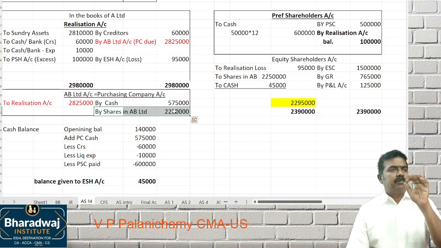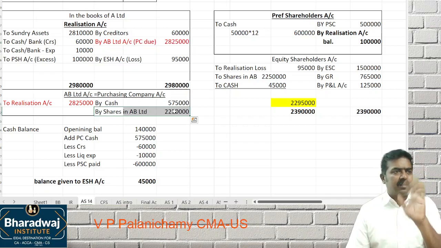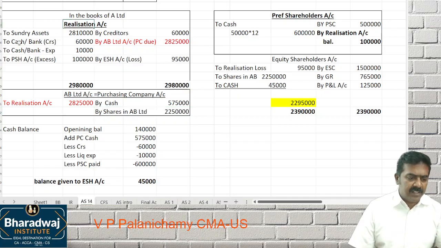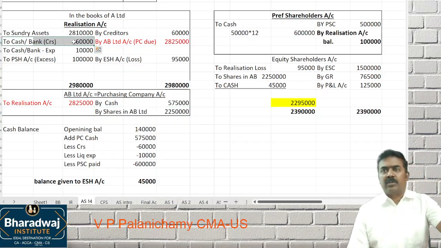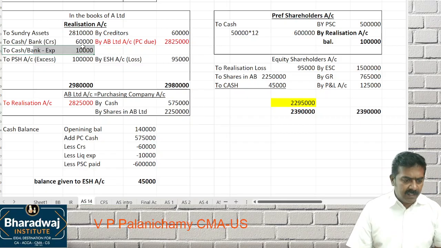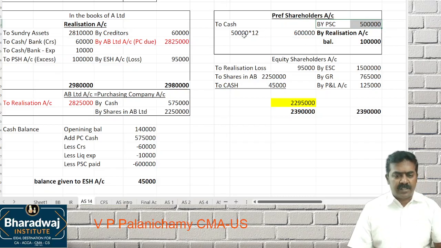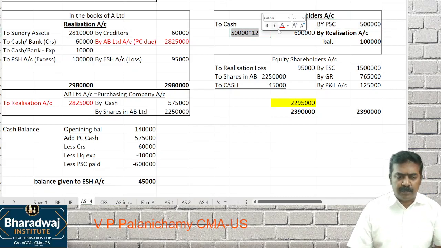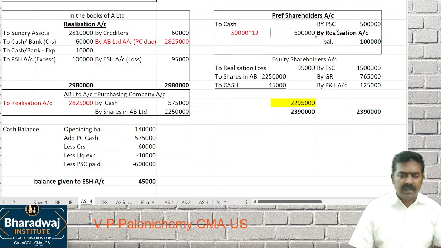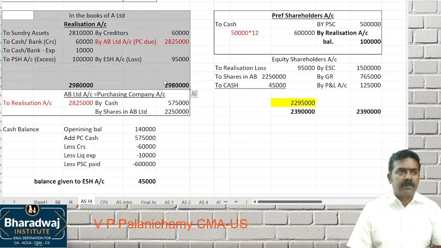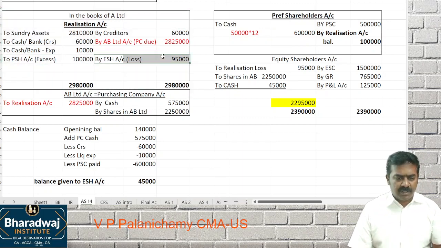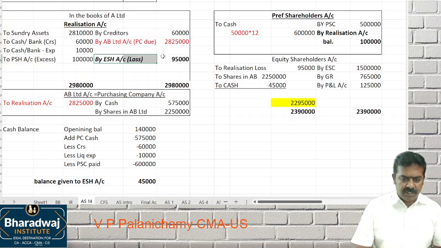Then sale of assets not taken over. In the question, there is no such thing. Payment of liabilities, yes. Creditors are not taken over by the purchasing company, so we have to pay. Liquidation expenses, we have to pay. Then for preference shareholders, transfer the capital of 5 lakh. Liquidators will pay 12 rupees per share, so 6 lakhs we have to pay. The excess amount paid is adjusted in the realization account. After settling preference shareholders, close the realization account. The loss is transferred to equity shareholders.